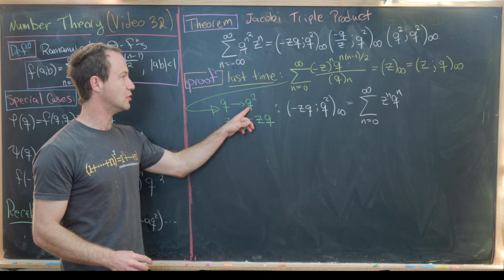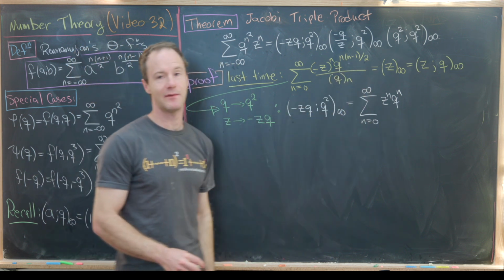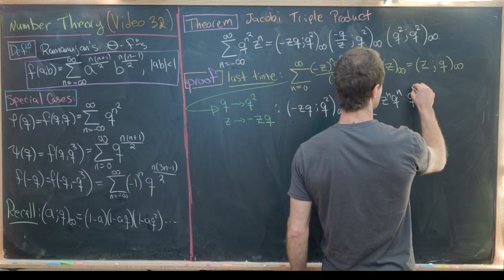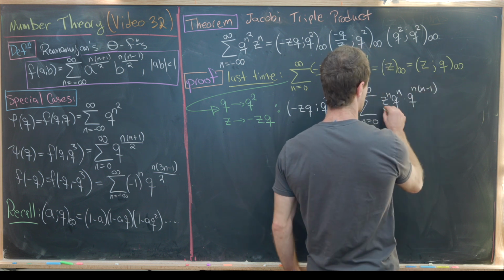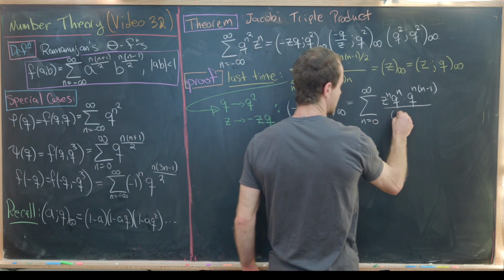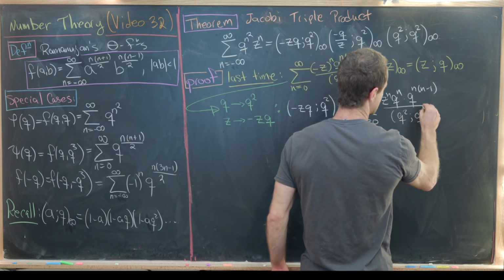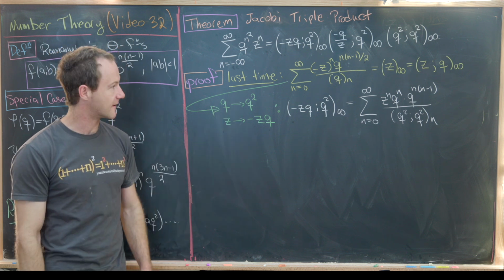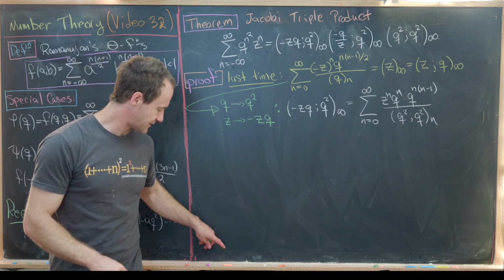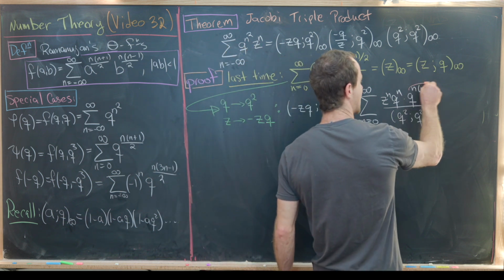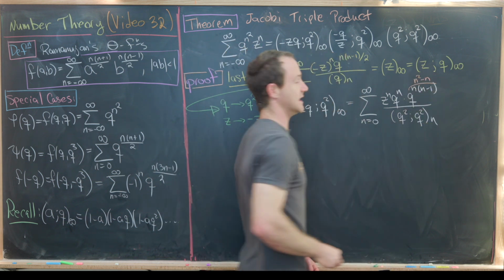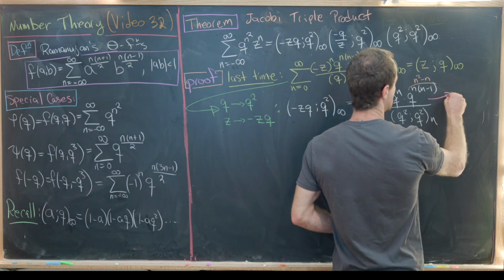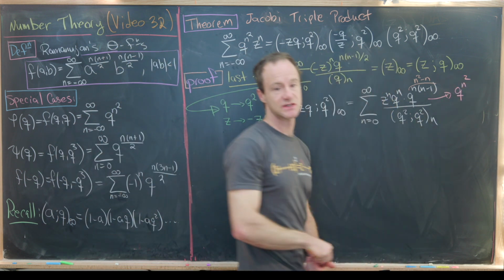Then I'm replacing q with q squared. So that's just going to kill the denominator in this exponent using exponent rules. So that'll be times q to the n times n minus 1. And this is all going to be over (q squared; q squared)_n, just because we're replacing q with q squared. But let's notice there's some nice simplification here. Notice this guy is exactly n squared minus n. So that means when we multiply these two terms here, we just get q to the n squared.